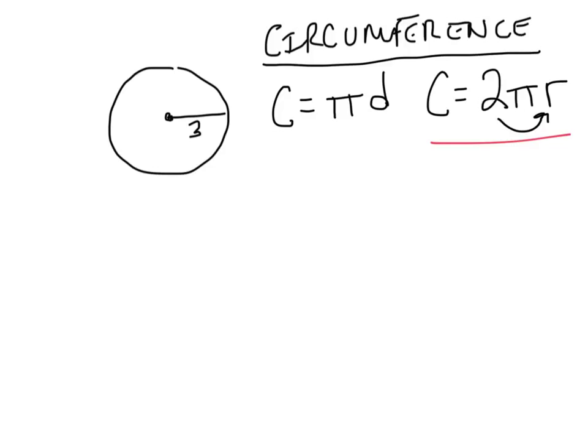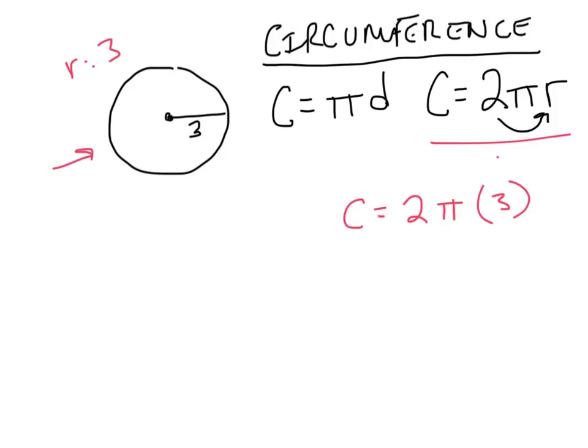So let's put this to use, and let's look at the circle that I have over here to the side. I have a little circle with a radius of 3. We know it's the radius because it goes halfway across the circle. So let's go ahead, and since I have the radius, I'm going to use my second formula. And I'm going to say my circumference is 2 times pi times my radius, which is 3.